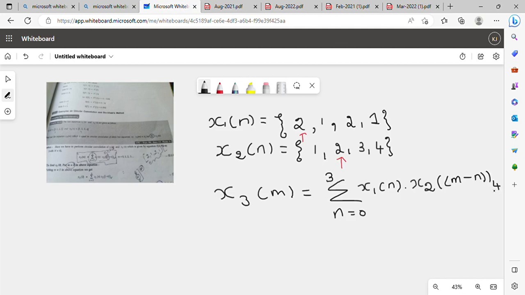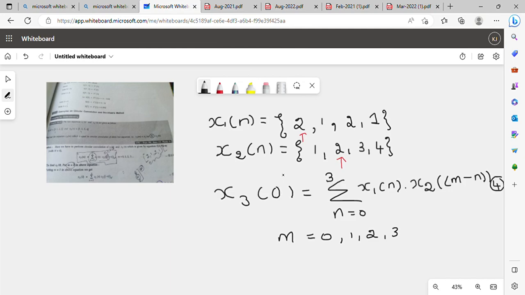So this is my formula for the circular convolution, right? This is my circular convolution, and here this is my 4-point DFT sequence. That's why I'm writing it as 4, and here it is x3 of m. So my m varies from 0, 1, 2 and 3, right? Very first we are considering m equal to 0. So this is my formula for x3 of 0, right? Yes, my x3 of 0.